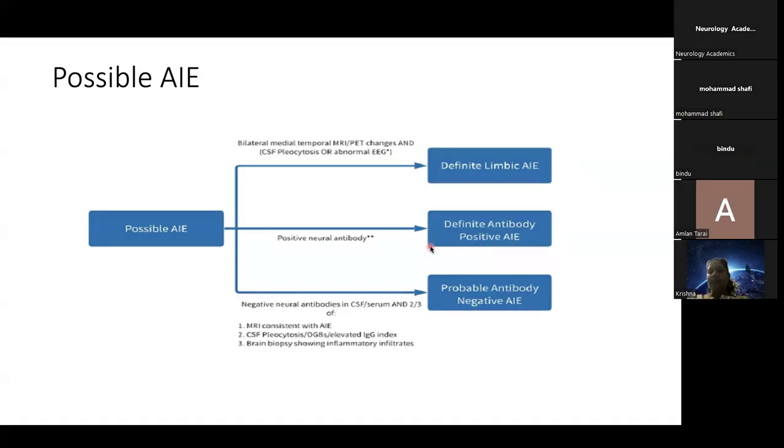Another criteria where we can say possible, when we go to the probable antibody-negative autoimmune encephalitis, in that case antibody will be negative with some parameters like MRI consistent with autoimmune encephalitis, CSF pleocytosis, oligoclonal band and elevated IgG index, that is indicating the inflammatory change.